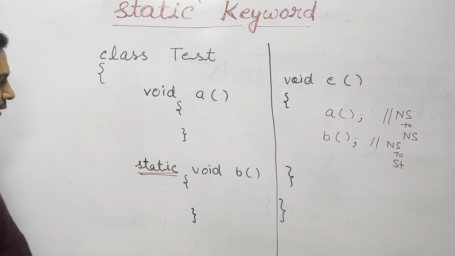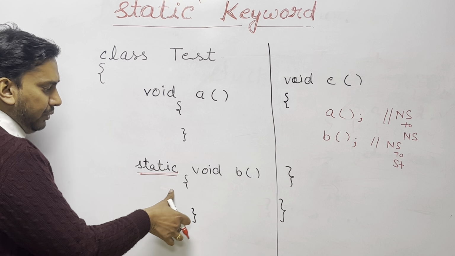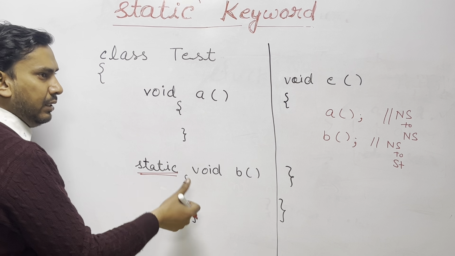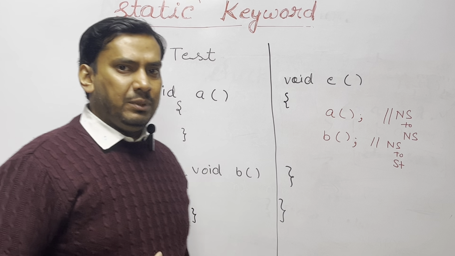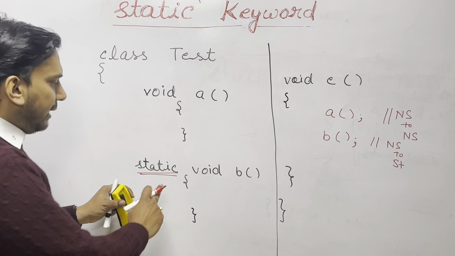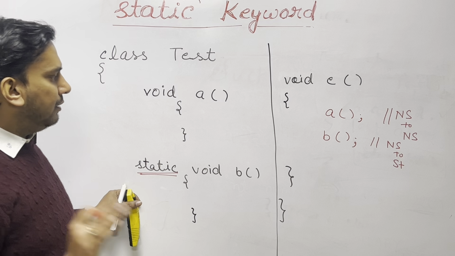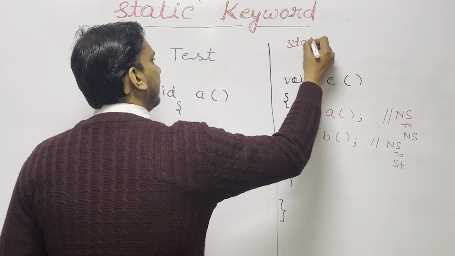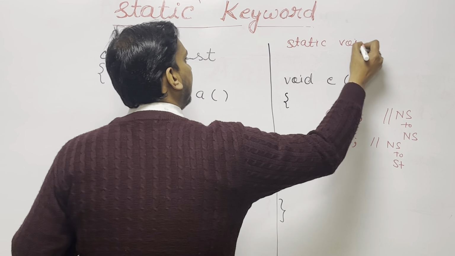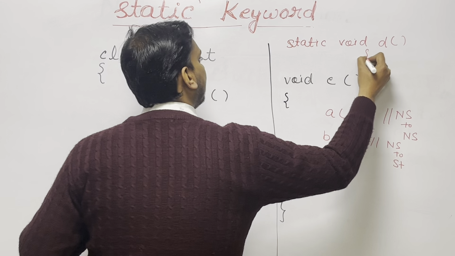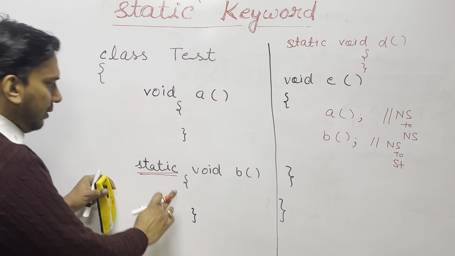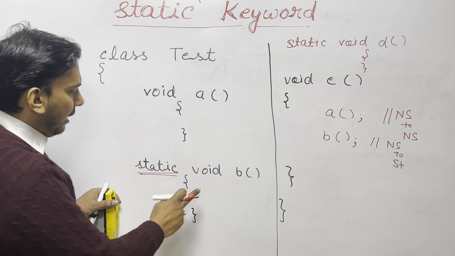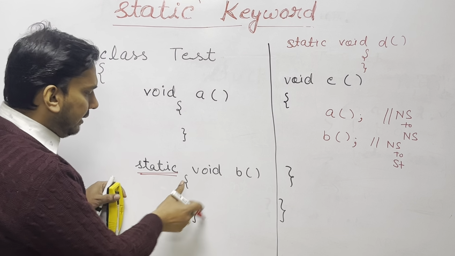Fine. But suppose from a static scope, now we are trying to call these functions A and any static function, so it will create the restriction that I have discussed. What is the restriction? Static to static you can access directly. For example, I am creating one more method here, static void D. Let's say from this B I want to call A. So B is a static scope.